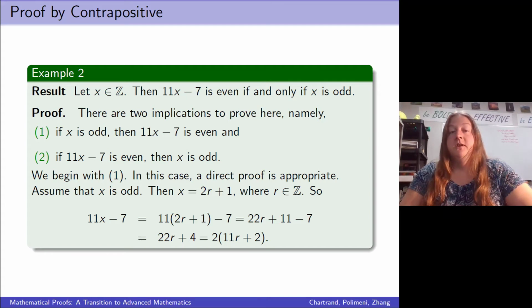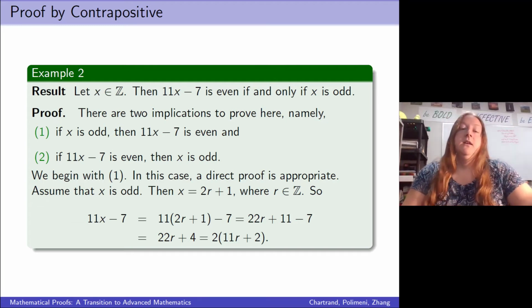So say we have a biconditional that we're trying to prove. Namely, for x an integer, 11x minus 7 is even if and only if x is odd. So there's two implications we need to prove for a biconditional. We need to prove that if x is odd, then 11x minus 7 is even, and we need to prove that if 11x minus 7 is even, then x is odd. Now the first of those, if x is odd, then 11x minus 7 is even, is relatively easy to do as a direct proof. So by definition, x is odd gives us x equals 2r plus 1 for some integer r. We can plug that in and we end up with 2 times some integer. So therefore 11x minus 7 is in fact even.